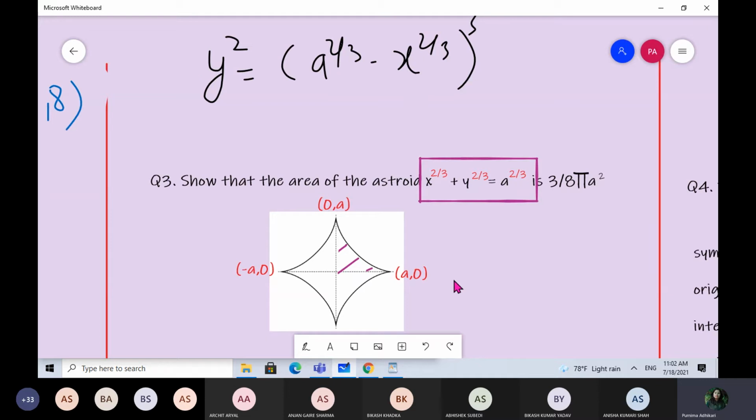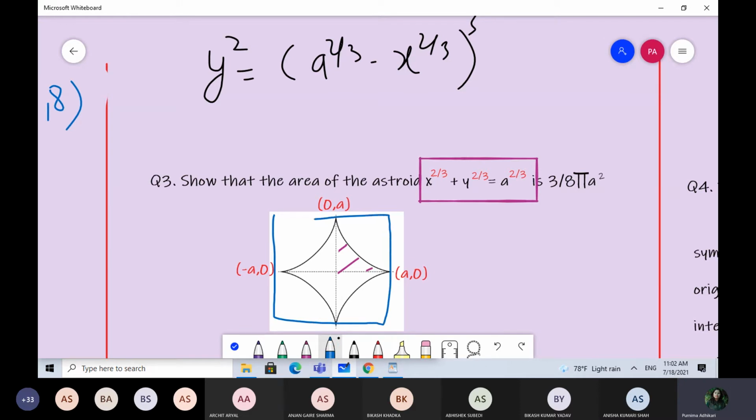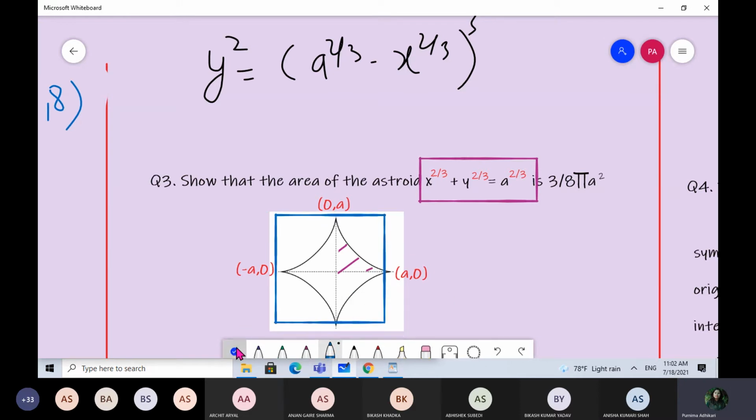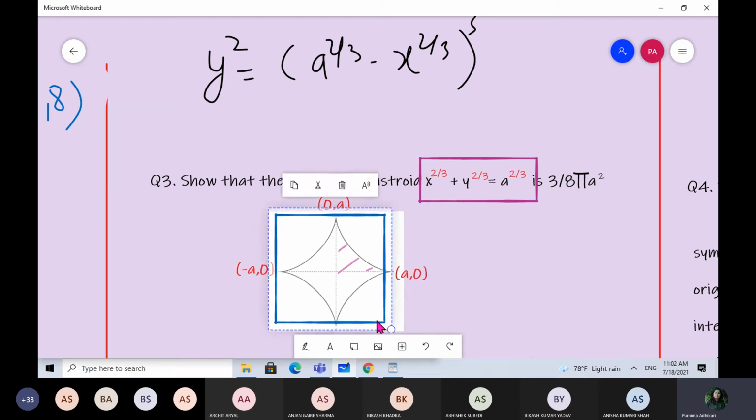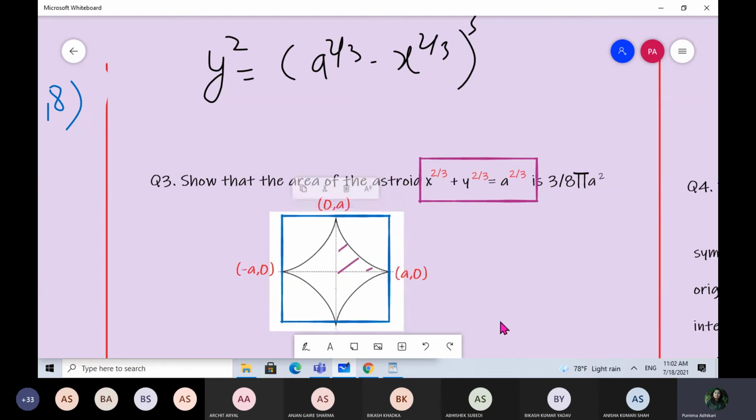So what is this region? Let me draw one boundary. You can say that this is the boundary of your curve. Your curve will lie between these lines only. Here you can see that x is bounded, y is also bounded, because x must lie between minus a and a. Similarly y lies between minus a and a both ways.